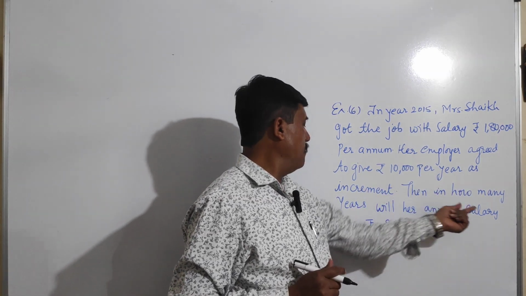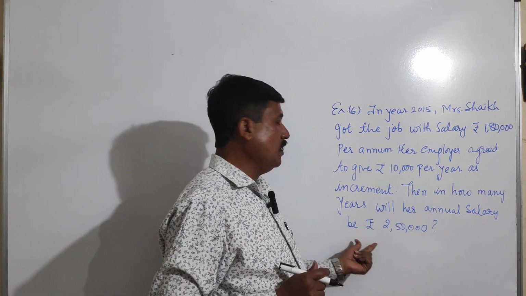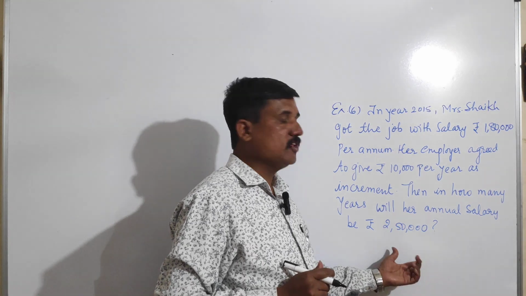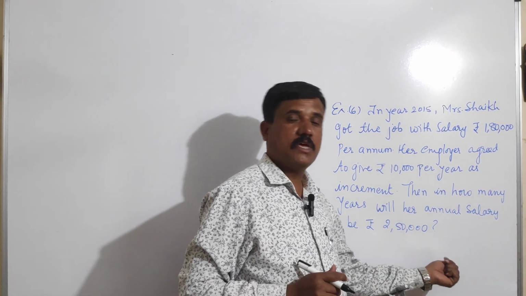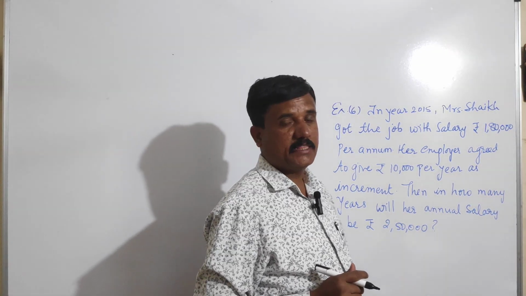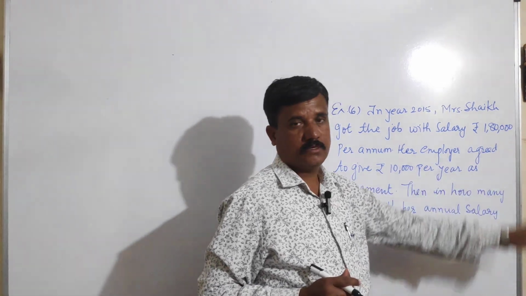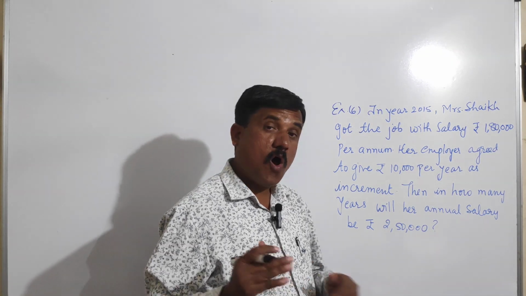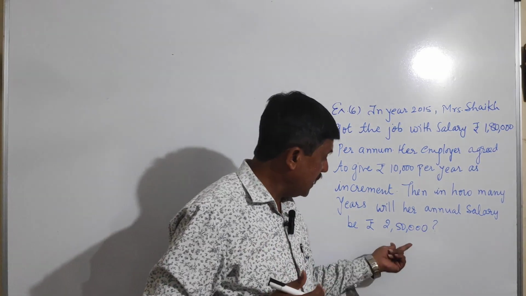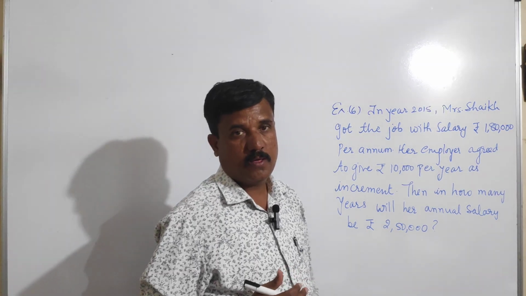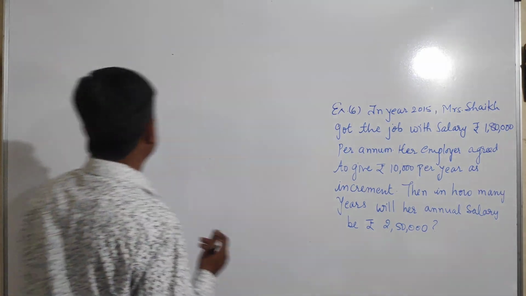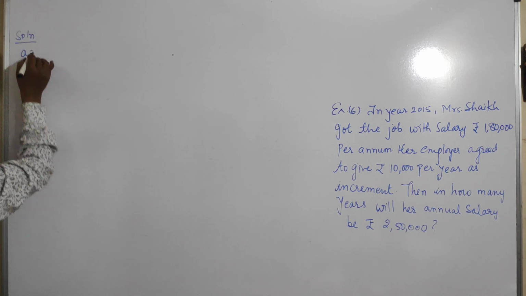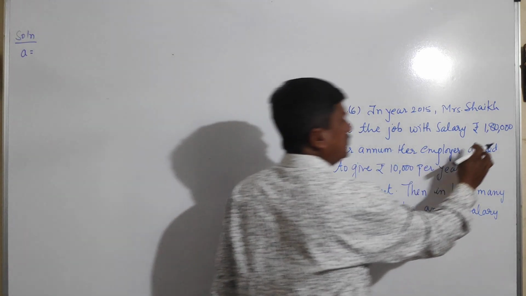Then, in how many years will her annual salary be rupees 2,50,000? After how many years will her salary be 2,50,000, right? At the start, what is her salary? 1,80,000. How much increment is happening every year? Rupees 10,000. So after how many years will her salary be 2,50,000? Okay. So here what is the value of A? A means what? Her initial salary.